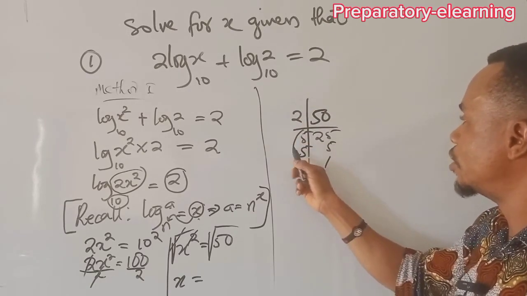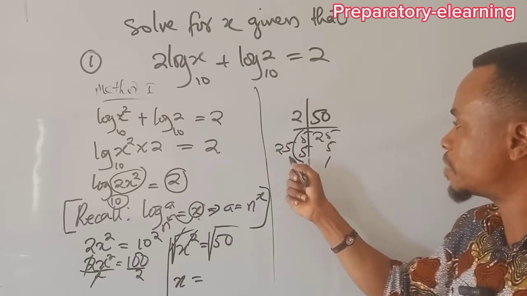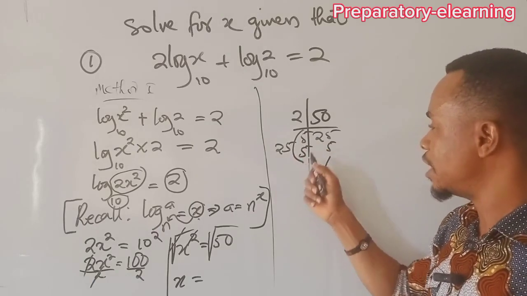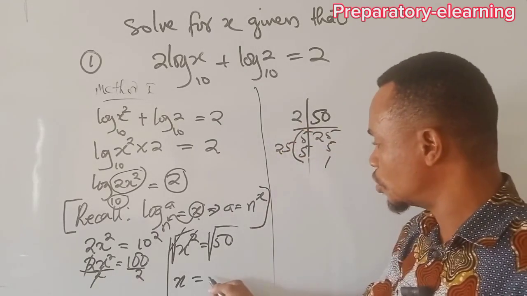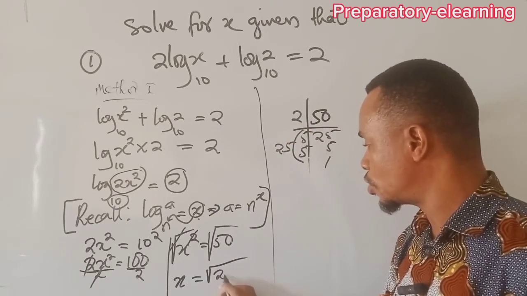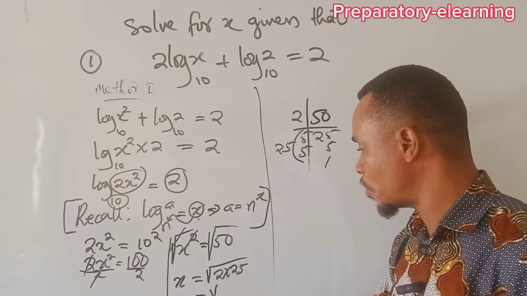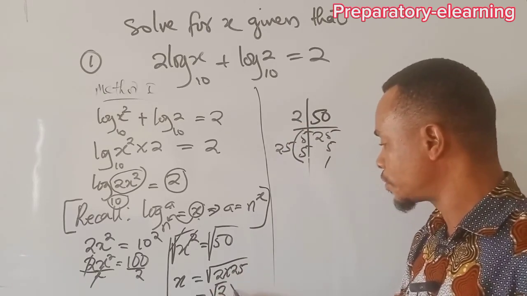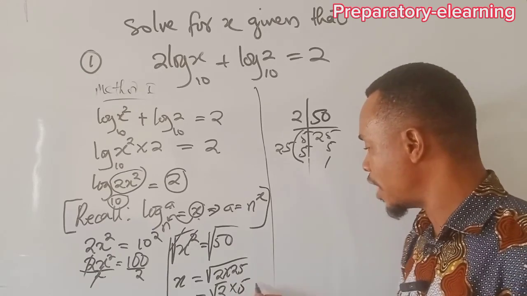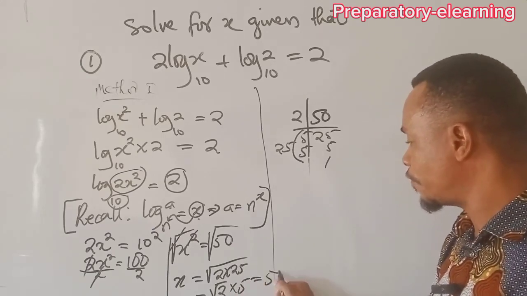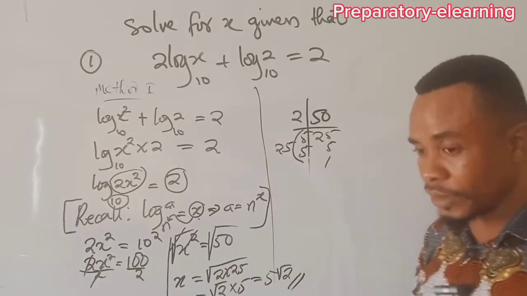So here we have 25 as a perfect square. So the square root of this perfect square number 25 is 5. But we cannot find the square root of 2. So we can say this is going to be 2 times 25. You don't know the square root of 2, we leave it at that. Square root of 2. Square root of 25 is 5. So our answer for x is equals to what? 5 root 2 for the first method.